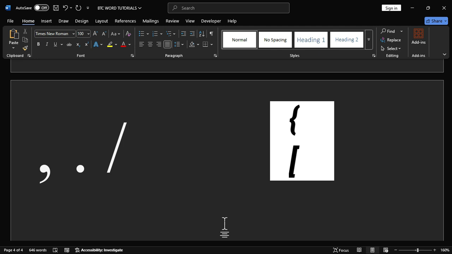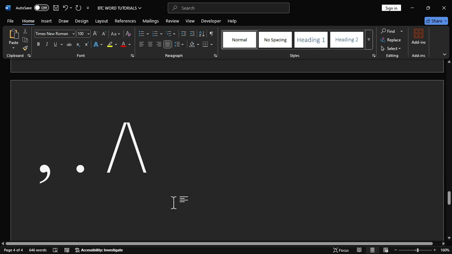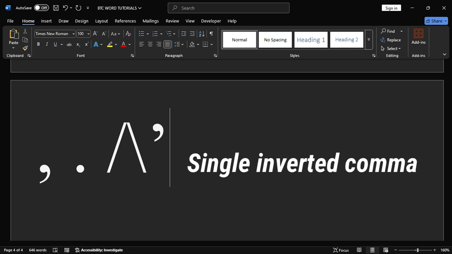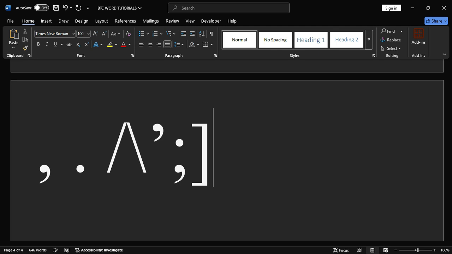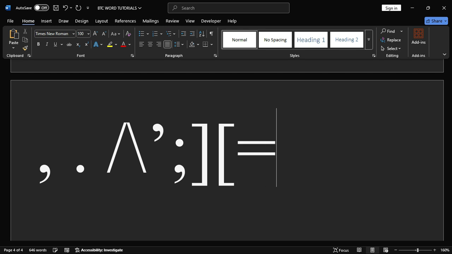Those symbols below need no shift key, but those keys that are above that particular key need the assistance of the shift key. So these keys are found below the computer keys. We also have the backslash, the single inverted comma, the semicolon, the close square bracket, and the open square bracket. Now we also have the equal to sign, and the minus sign. All these keys are typed without the assistance of the shift key.